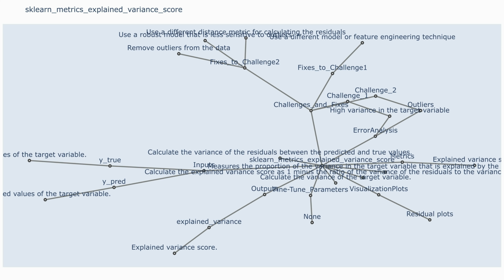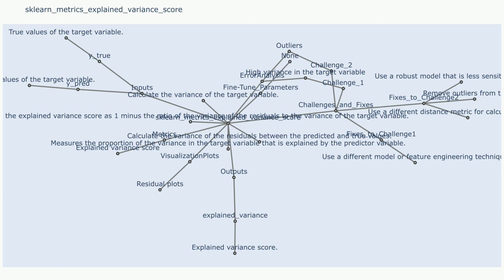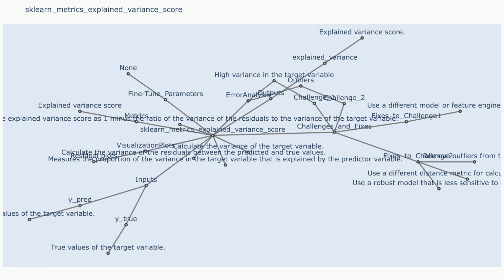sklearn.metrics explained variance score. Description: explain in detail. The explained variance score measures the proportion of the variance in the target variable that is explained by the model's predictions. It quantifies how well a model can predict the target variable, taking into account the overall variability of the target variable. Higher values indicate a better fit of the model to the data, with a perfect fit corresponding to a score of 1.